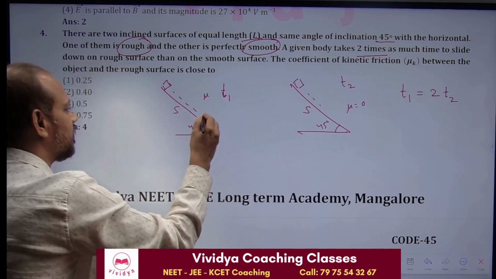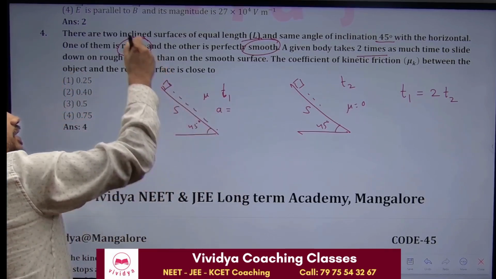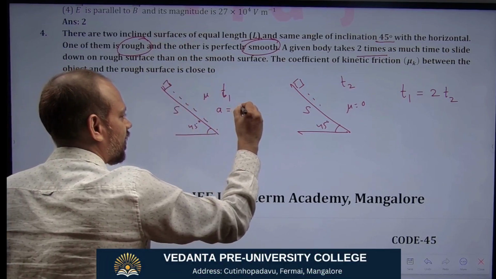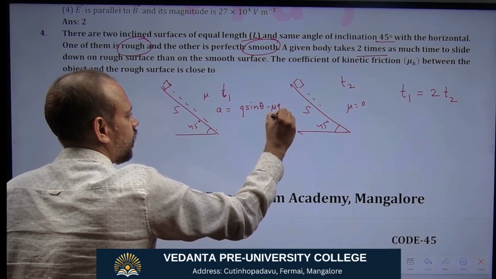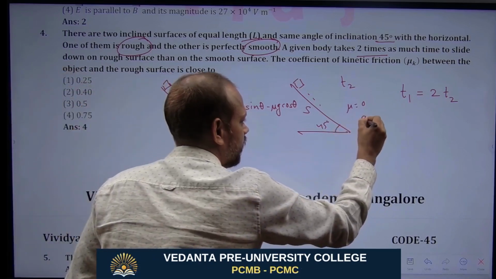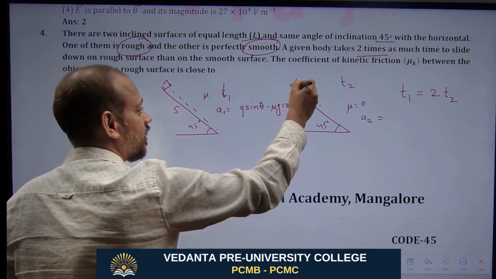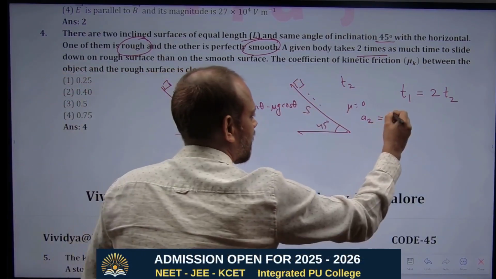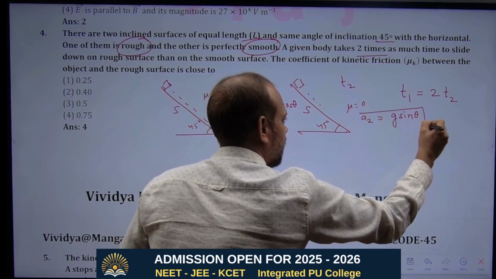So what are the accelerations, guys? On a rough surface, acceleration is given by mg sine theta minus mu mg cos theta, divided by mass. So if you remember, this comes out to be g sine theta minus mu g cos theta. Let's call this A1. What will be A2, which is on the smooth surface? On a smooth surface, there is no friction force, right? So the only force acting down the plane is mg sine theta. Divided by mass, acceleration is g sine theta. You must know this when you go to the exam, right?